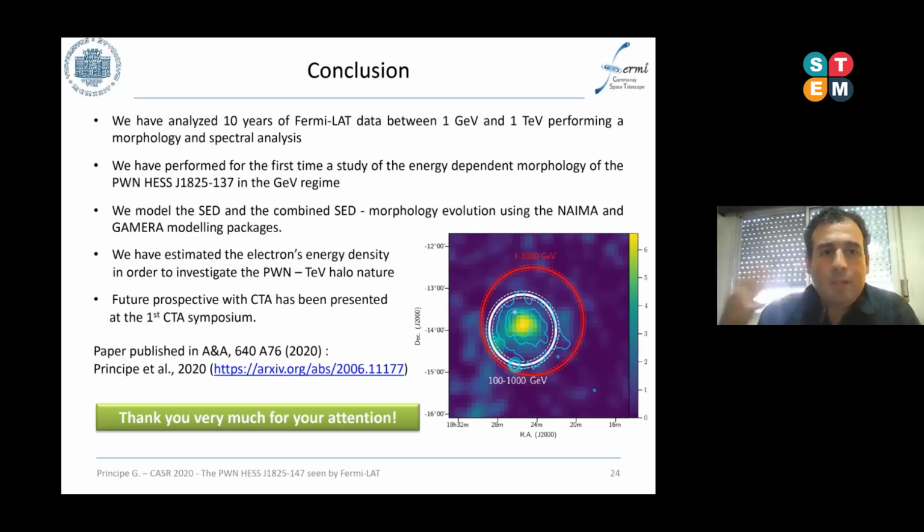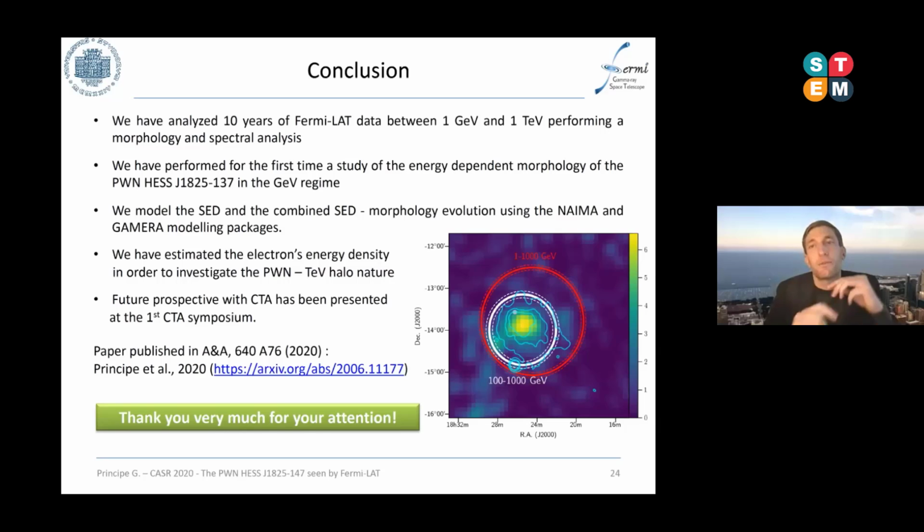Please. For me, it's very hard and very interesting the way that you process the data. HESS J1825 is colliding with a molecular cloud.